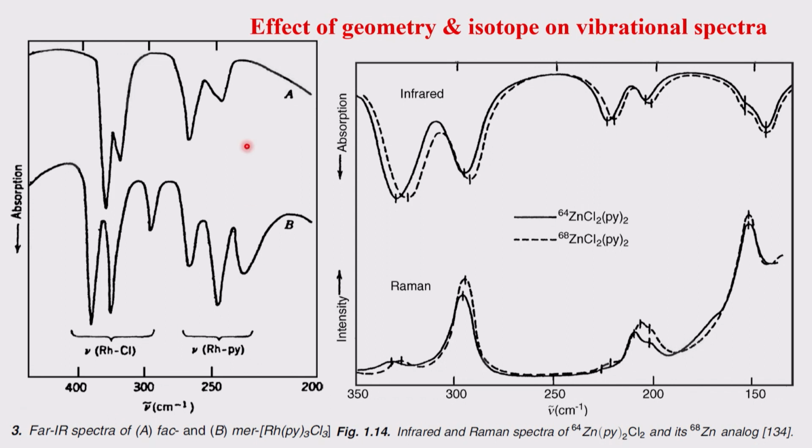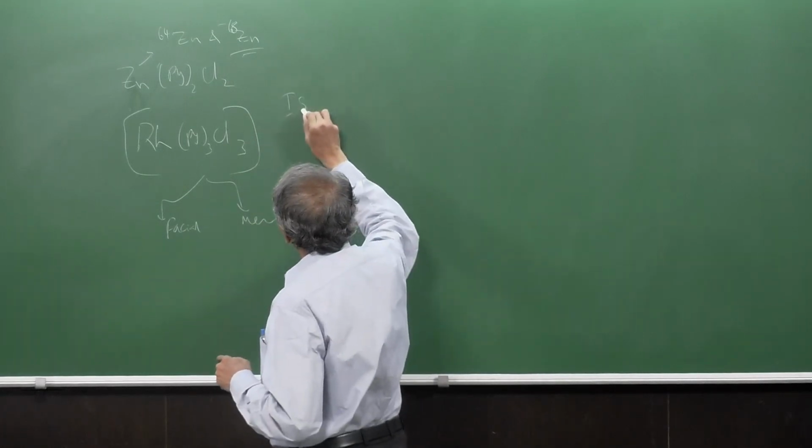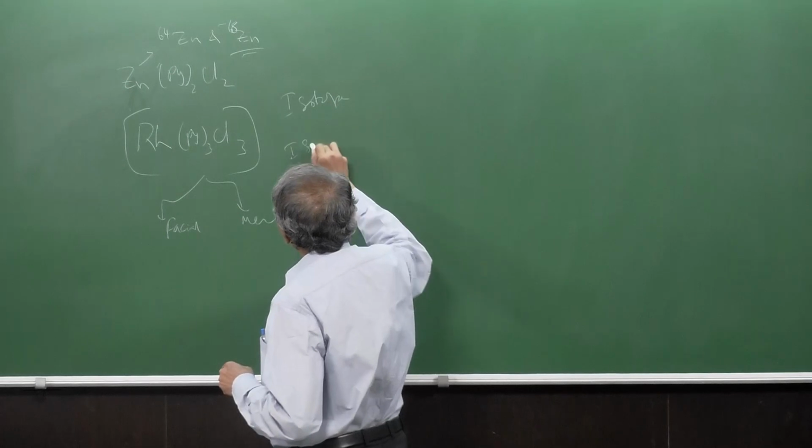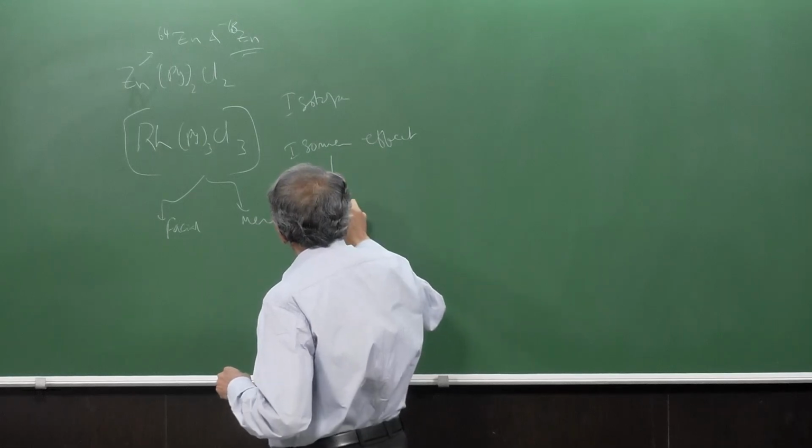A is the spectrum of the facial and B is the spectrum of the meridional. In the facial spectrum, you see 2 bands here and 2 bands here. In the meridional, 3 bands here and 3 bands here. So, the lower the symmetry, the greater the number of bands, and the higher the symmetry, the fewer the bands. Earlier we saw an isotope effect; here we are seeing an isomer effect. This isomer effect is the same as the symmetry effect.